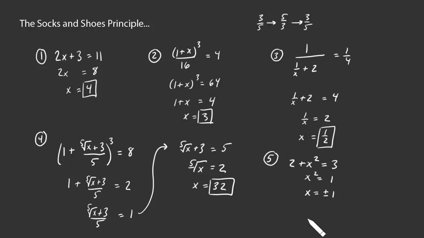Some of those operations that you see happening to x are invertible, undoable. Some are not. Okay, but still, we get to an answer fairly quickly. So there's some examples of using the socks and shoes principle to solve equations where there's one variable and there's only one occurrence of that variable in the equation.